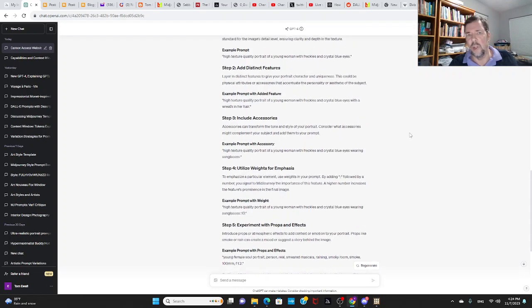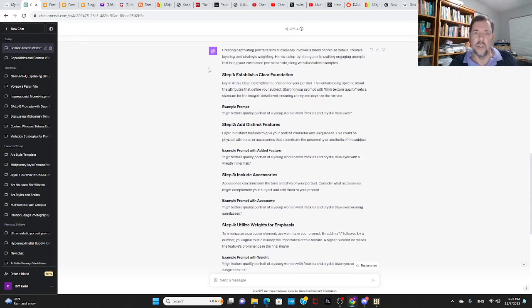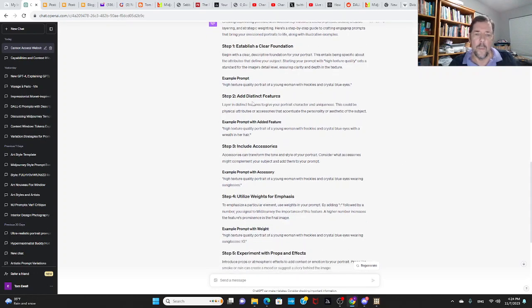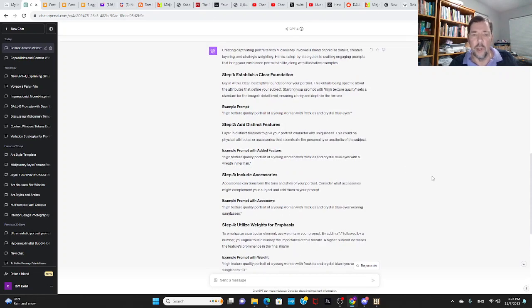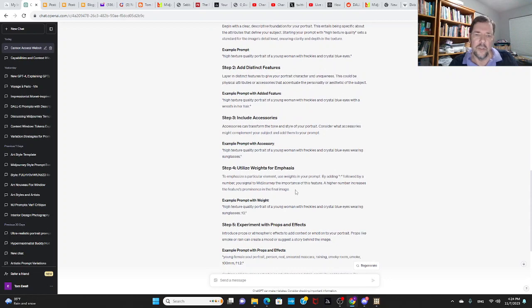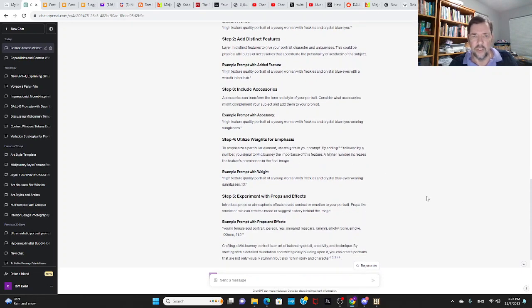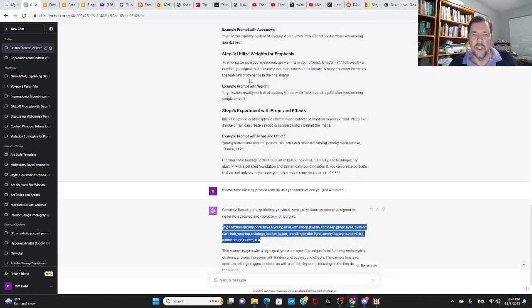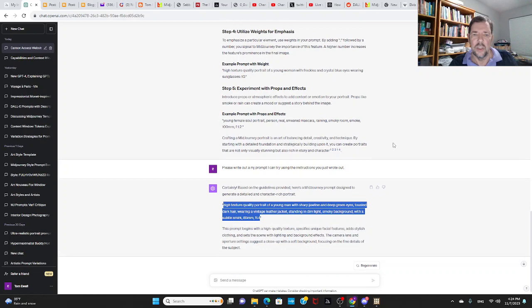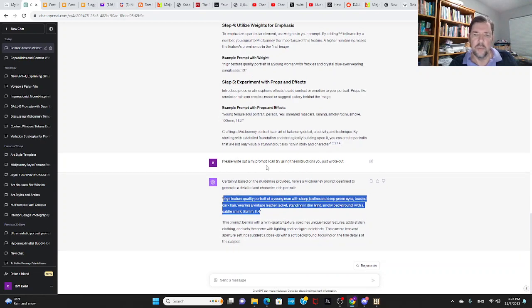And you can see what it actually read isn't that much information. It's able to extract information, create instructions about how to do the prompt, and you can use this yourself to write the Midjourney prompts or have it do it. You can give it the instructions. Well, it has the instructions because it read the website and it will remember what it wrote. And it did what I asked for. It showed the tips, the example prompts, and then I asked it, please write out a Midjourney prompt. I can try using the instructions you just wrote out. And it wrote out the prompt, which I have here.